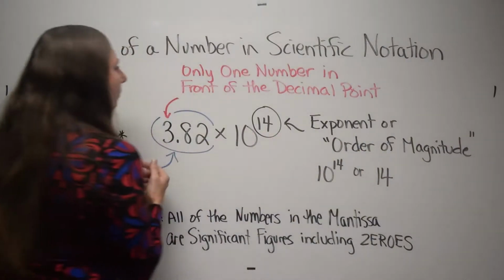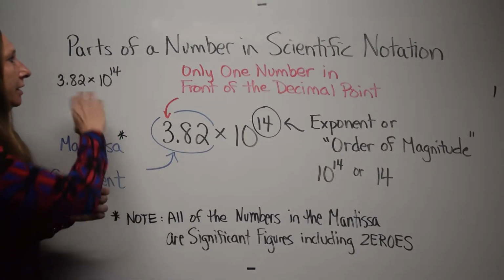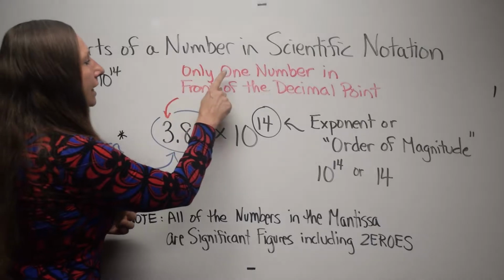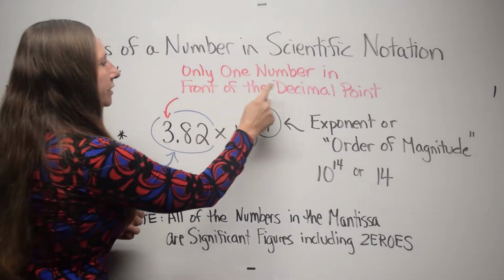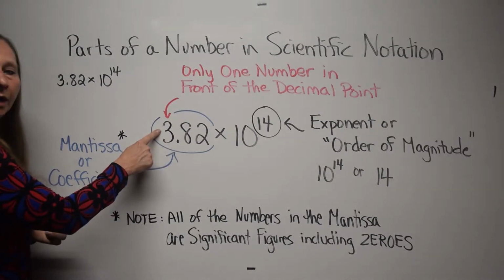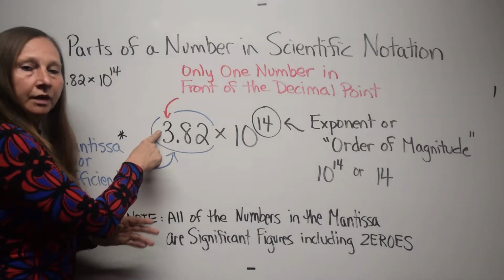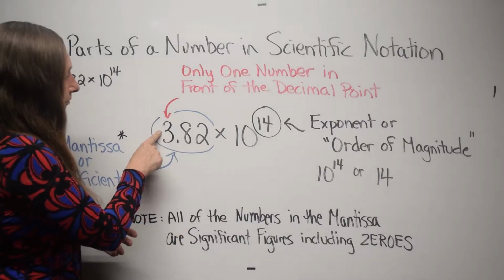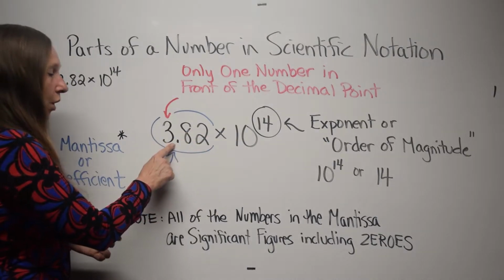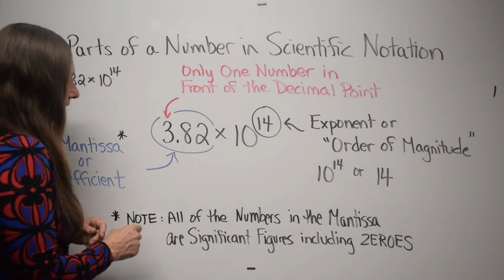Now, let's dissect this scientific notation and see what the parts actually are. First of all, you can only have one number in front of the decimal point. That number cannot be 0 in true scientific notation. Now, you can have as many numbers after the decimal point as you want. You can have just one number, or you can have 2 numbers, 3 numbers, 4 numbers, 5 numbers.